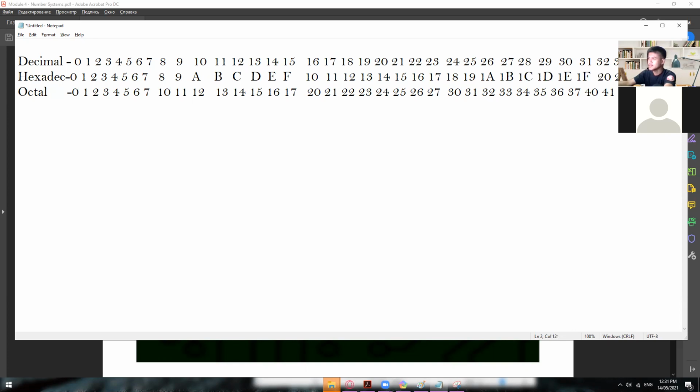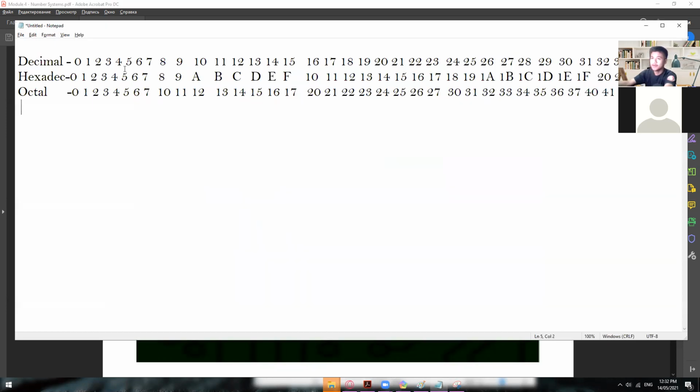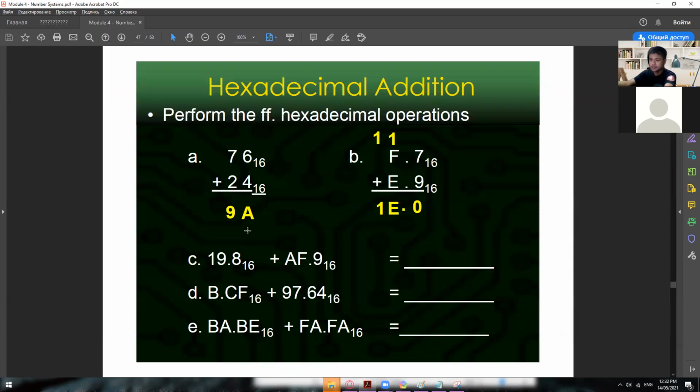Okay, so I guess that's already enough. So in here, 4 plus 6 is 10 in decimal. However, in hexadecimal, it's already letter A. So that is why we have A in here. Okay, and then 7 plus 2 is 9. So that's how we've got this result right here. So clear so far?